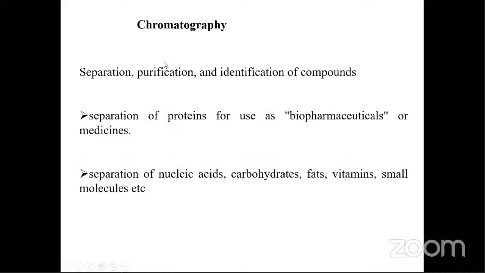Chromatography is also a very important part of protein separation. I talked about different types of chromatography. Again, that's an important concept, because when we take out samples from a 2D gel, there are going to be at least 10 to 20 proteins. So we should be able to separate them out before we send them into the mass spectrometer. So it's a separation, purification, and identification of compounds.